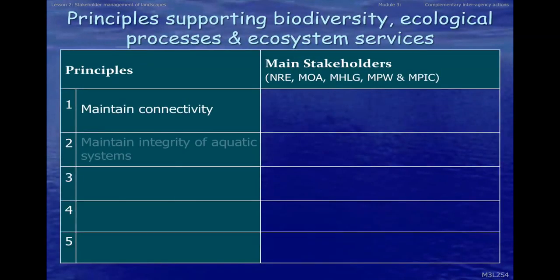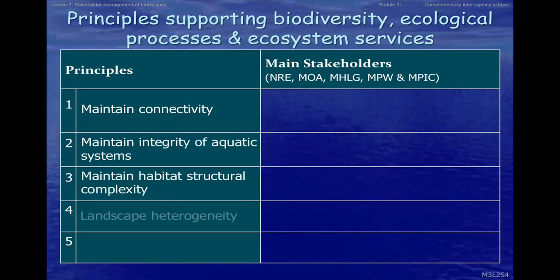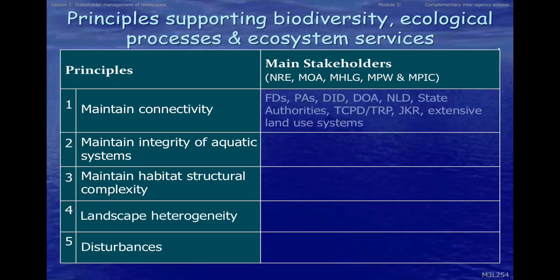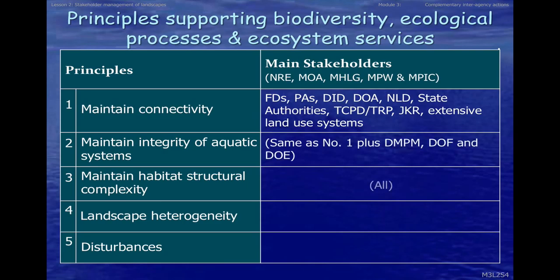Based on an understanding of how the landscape supports biodiversity, ecosystem processes, and services, conservation biology has provided us with five principles. In the column to the right, we list key stakeholders who are shaping the landscape today. And we can see that they come from five different ministries, as well as the private sector, due to the extensive land use systems such as oil palm and rubber.